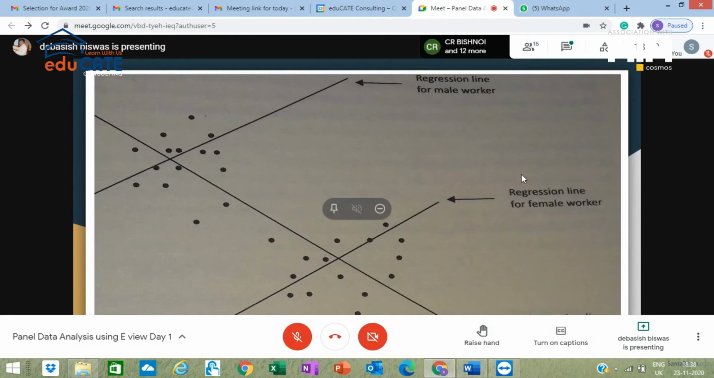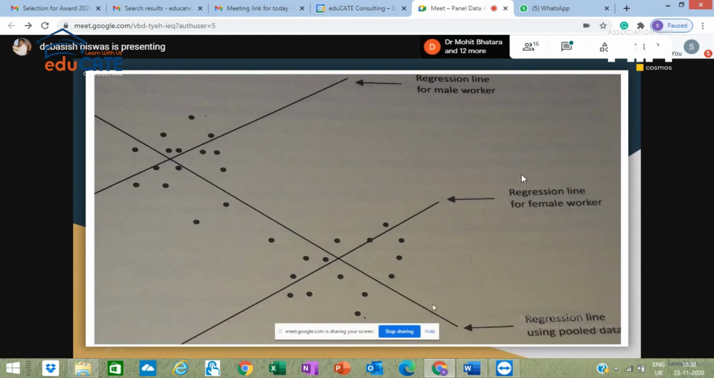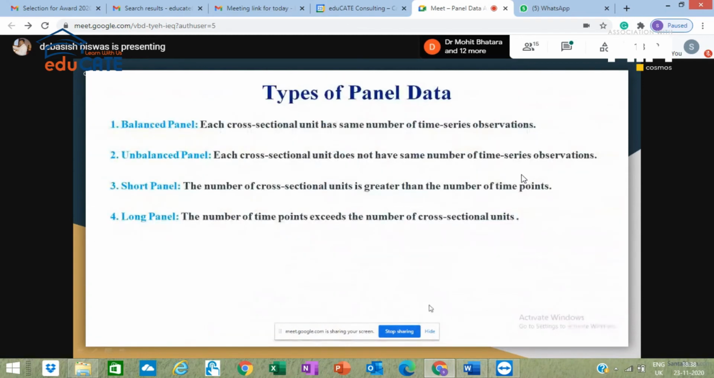So next is types of panel data. You have understood what panel data is. Now you are trying to classify the different types of panel data, but only for your understanding. On the basis of the classification of panel data, the model would not become different. Although we have to understand there are four types of panel data.